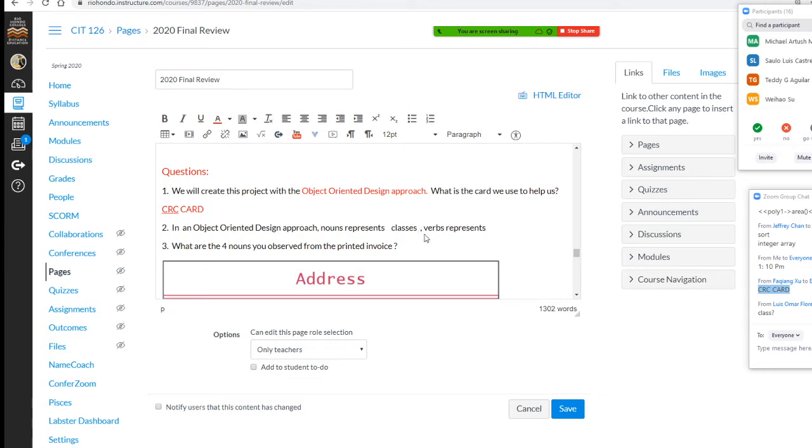All right. And verb stands for what? Verb stands for function. Yes. Okay, remember that, Fa Chang. So noun stands for class and verb stands for function.